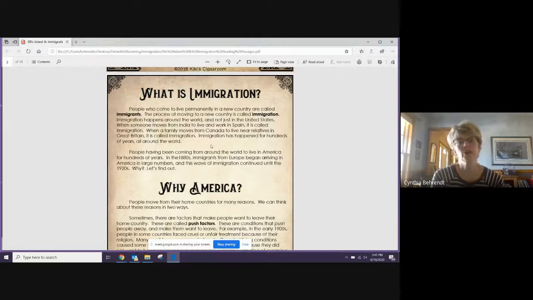Immigration has happened for hundreds of years all around the world. People have been coming from all around the world to live in America for hundreds of years. In the 1880s, immigrants from Europe began arriving in America in large numbers. And this wave of immigration continued until the 1920s. Why? We will find out tomorrow.